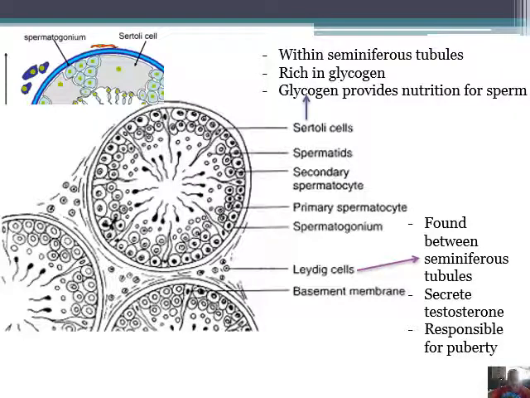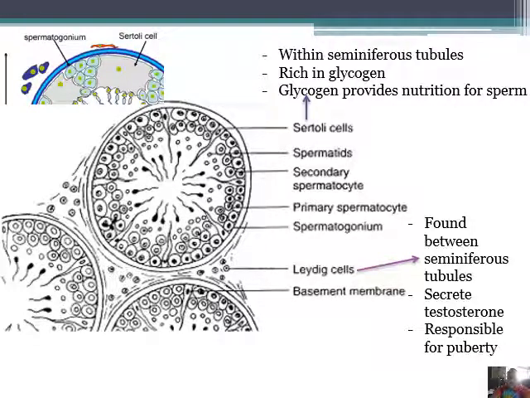So when you draw this, please label the Sertoli cells and spermatids. Don't worry about the secondary spermatocyte, the primary spermatocyte, or the spermatogonium. I'm not really too fazed about them, but if you would like to label the spermatogonium, rather label it as the germinal epithelium.